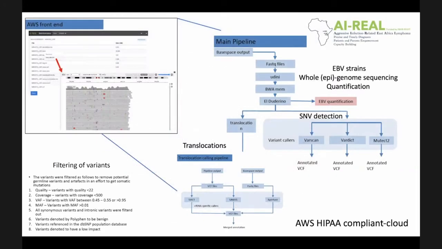We have established a bioinformatics pipeline that is run in an Amazon cloud that is HIPAA compliant, and so essentially that allows the team in East Africa and also the team in my site in Oxford to perform all the analyses jointly and together. So we'll be looking at analyzing the EBV strains, both with regards to the whole genome sequencing and then the quantification, SNV detection, translocations, et cetera. So that pipeline is now up and running.